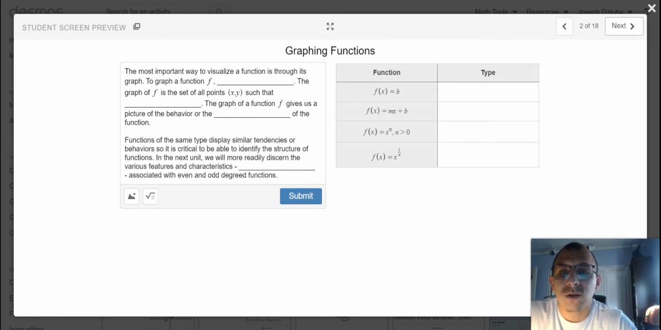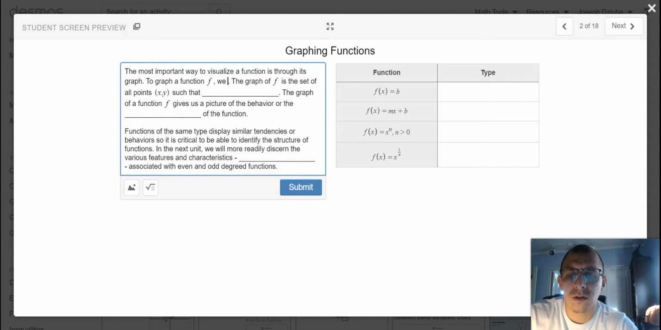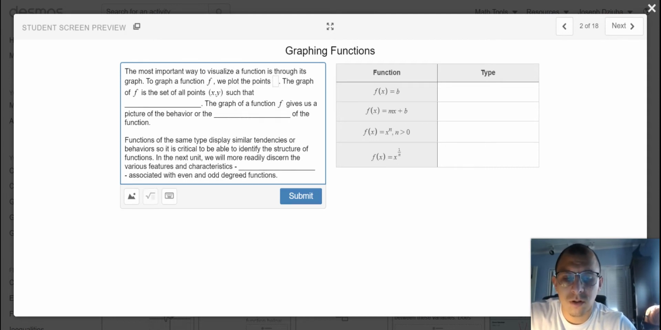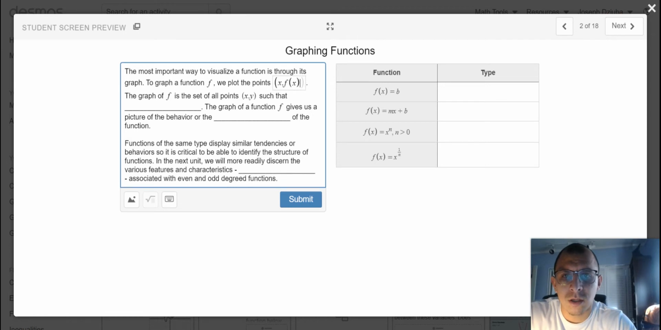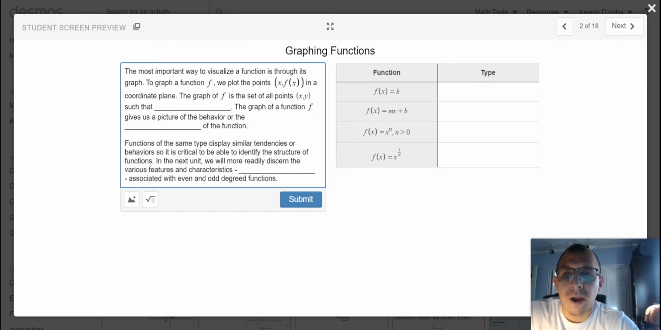Right, so the most important way to visualize a function is through its graph. To graph a function f, we plot the points x. I'm going to use a lot of notation today to kind of throw you off your game and force you to elevate. Right, so we plot the points x, f of x in a coordinate plane. The graph of f is the set of all points x, y, such that y equals f of x.